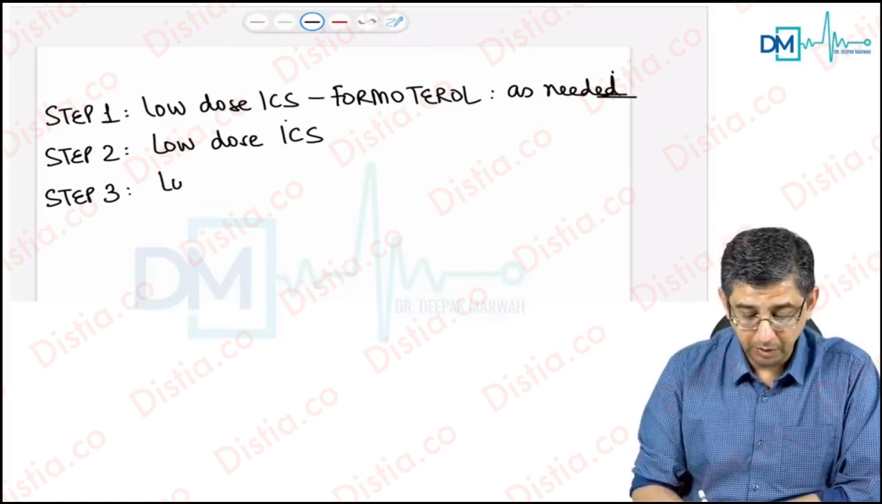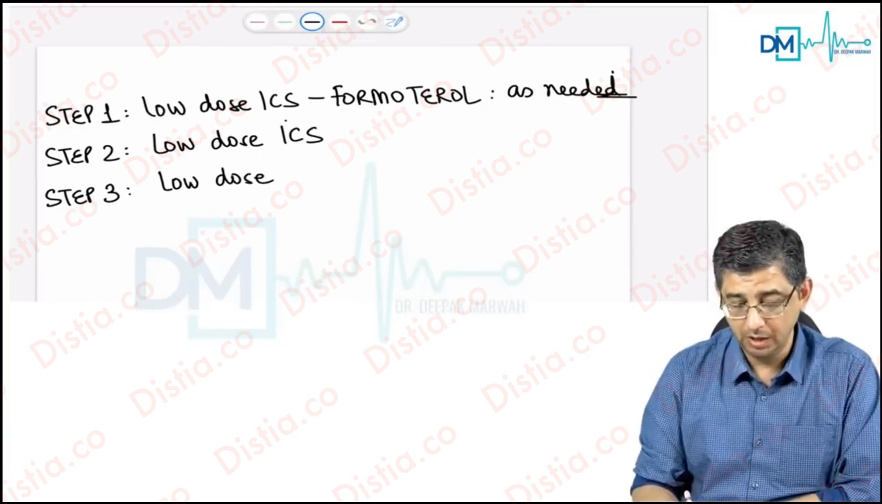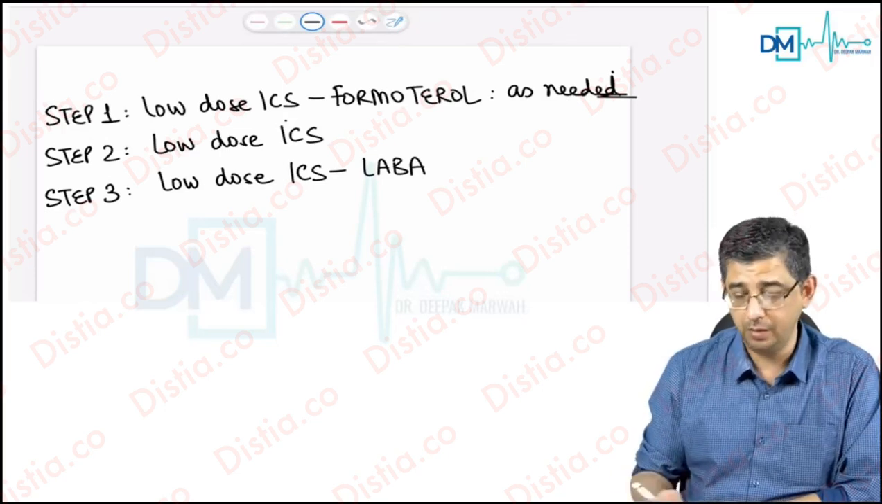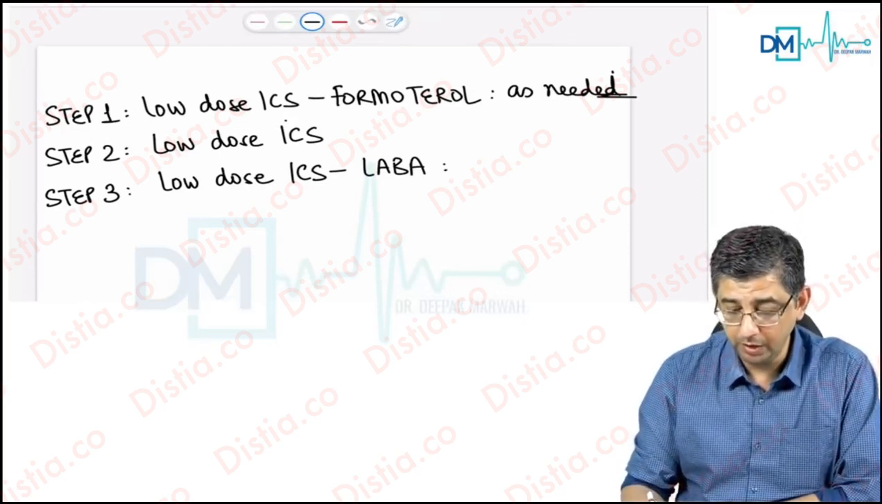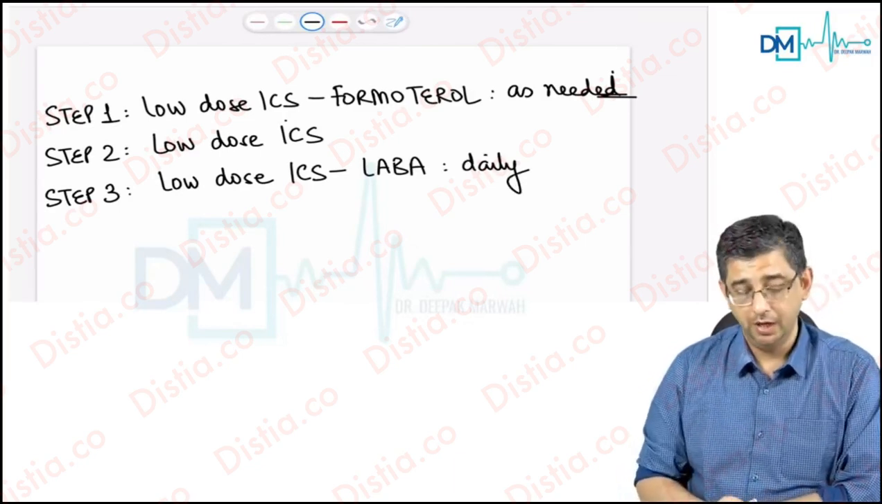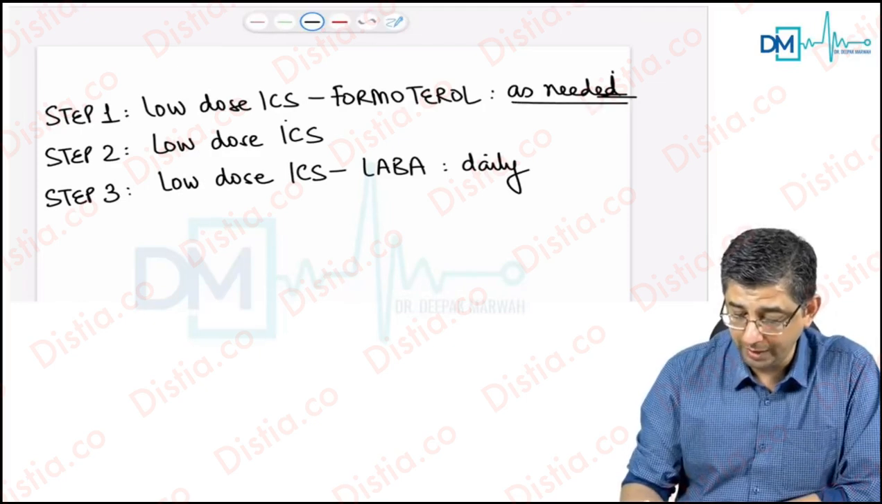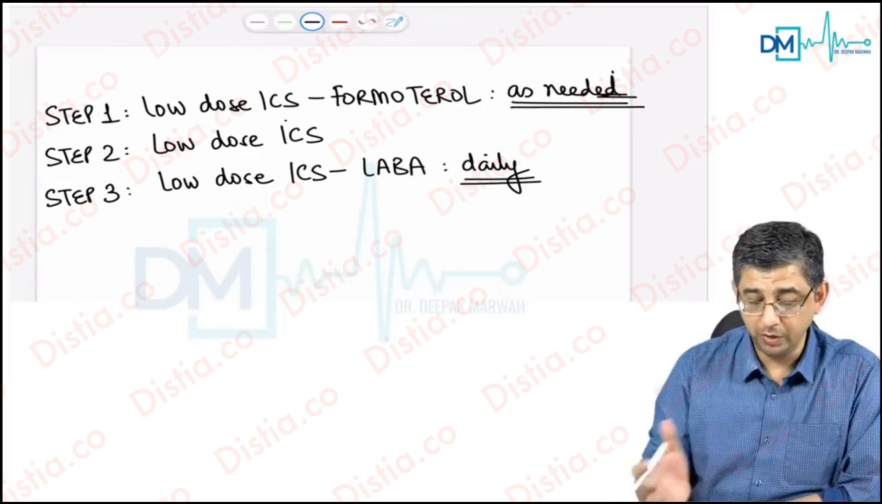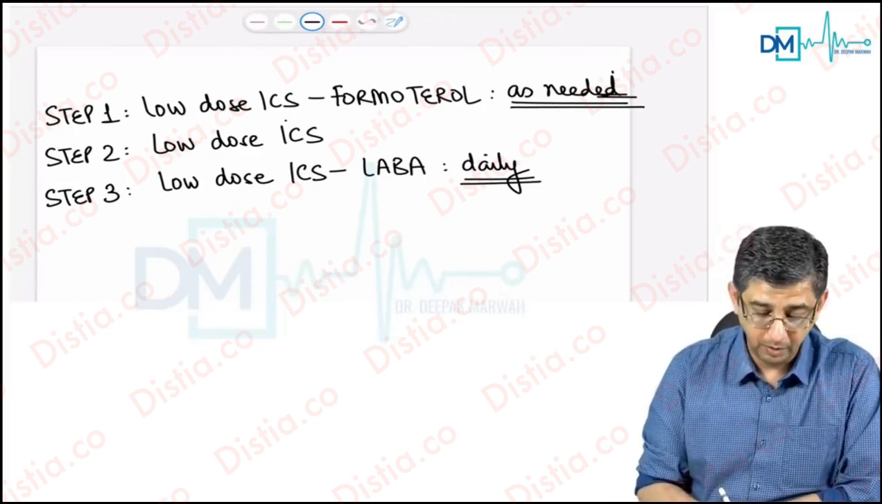Step 3 would be that the person has deteriorated or he's having symptoms now on a daily basis. So I will say, okay, you take low dose inhaled corticosteroid with any LABA. It can be formoterol or any other LABA like salmeterol, and it would be on a daily basis. So please appreciate the difference between step 1 and step 3: step 1 is only when required, as needed, and in step 3 it is on a daily basis so that you can prevent the attacks from occurring.